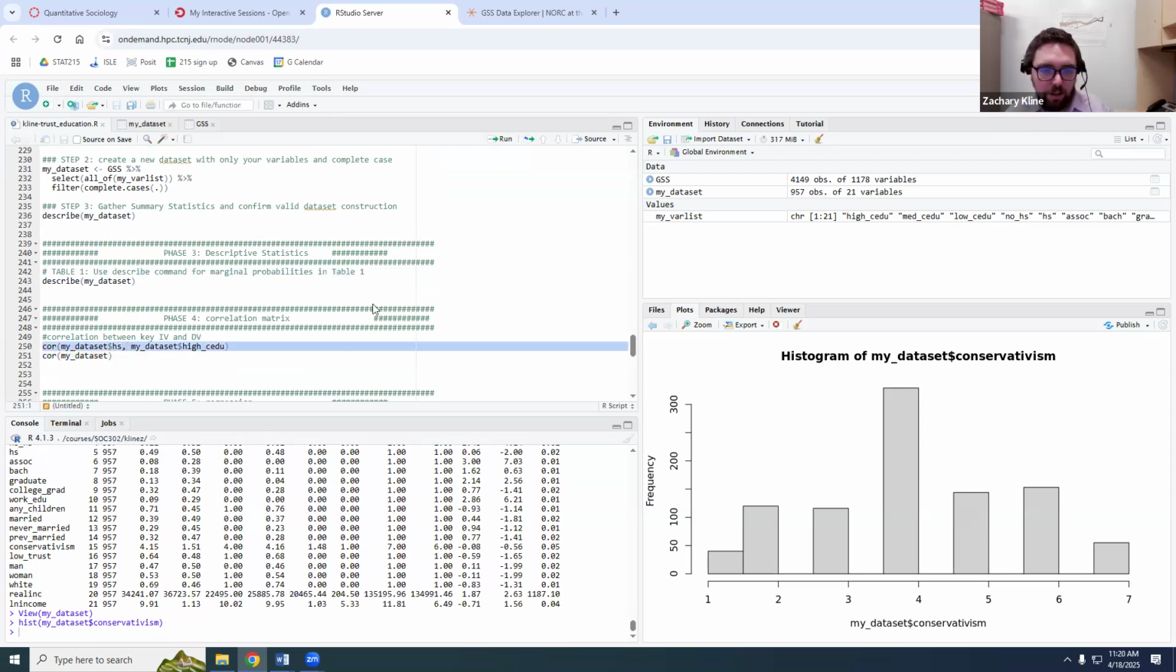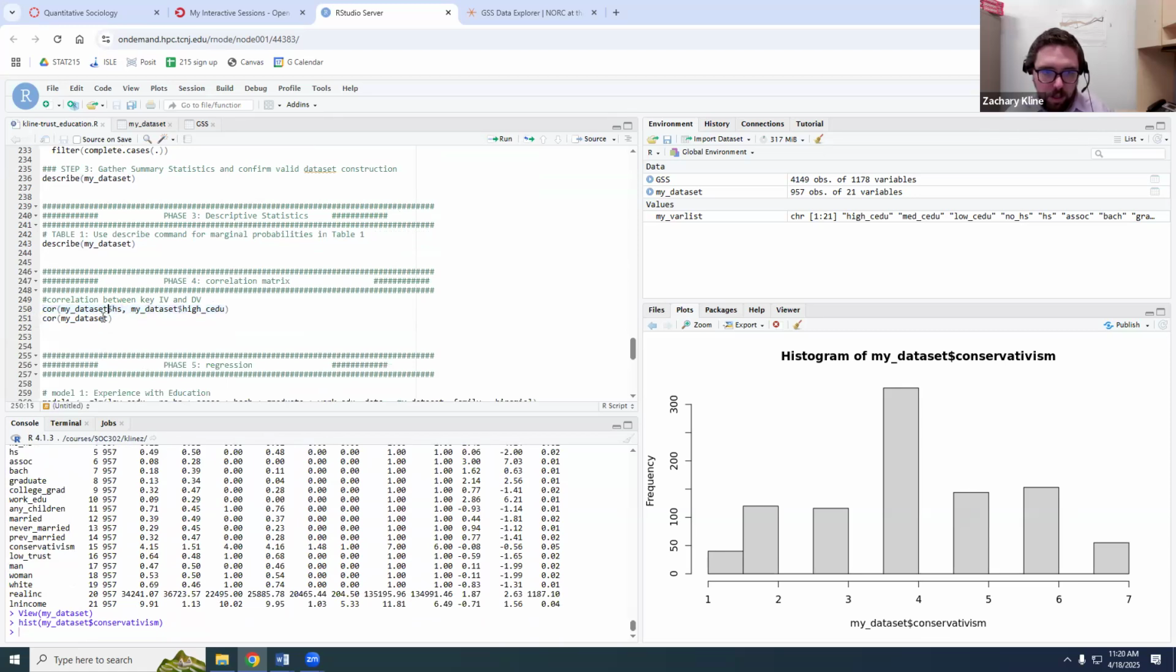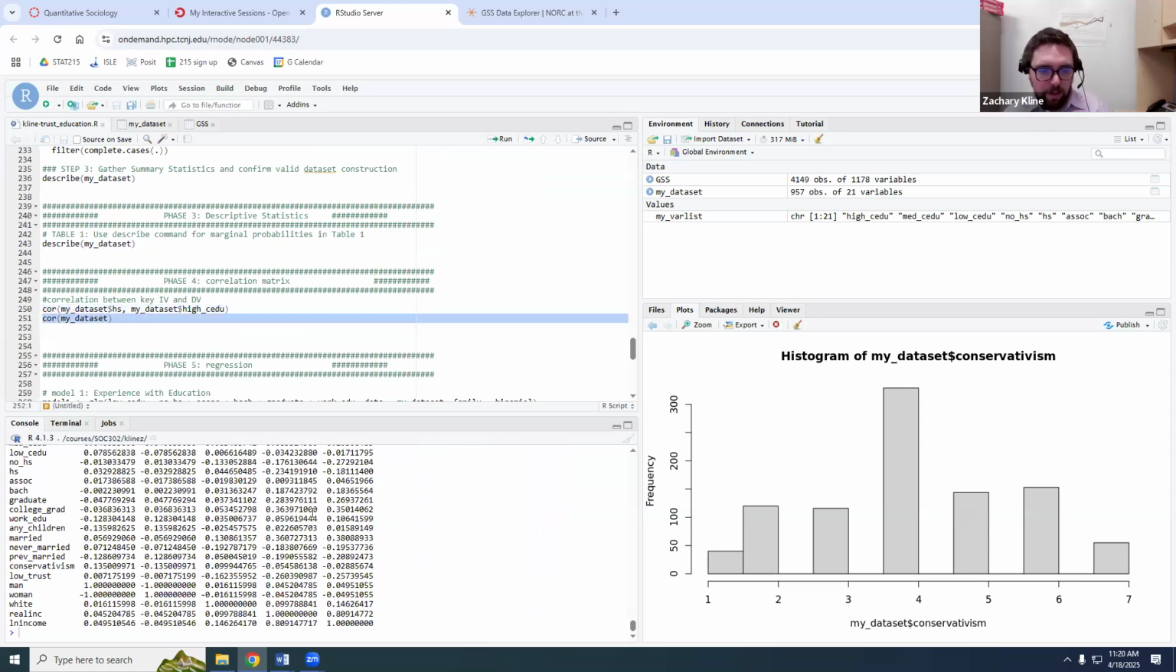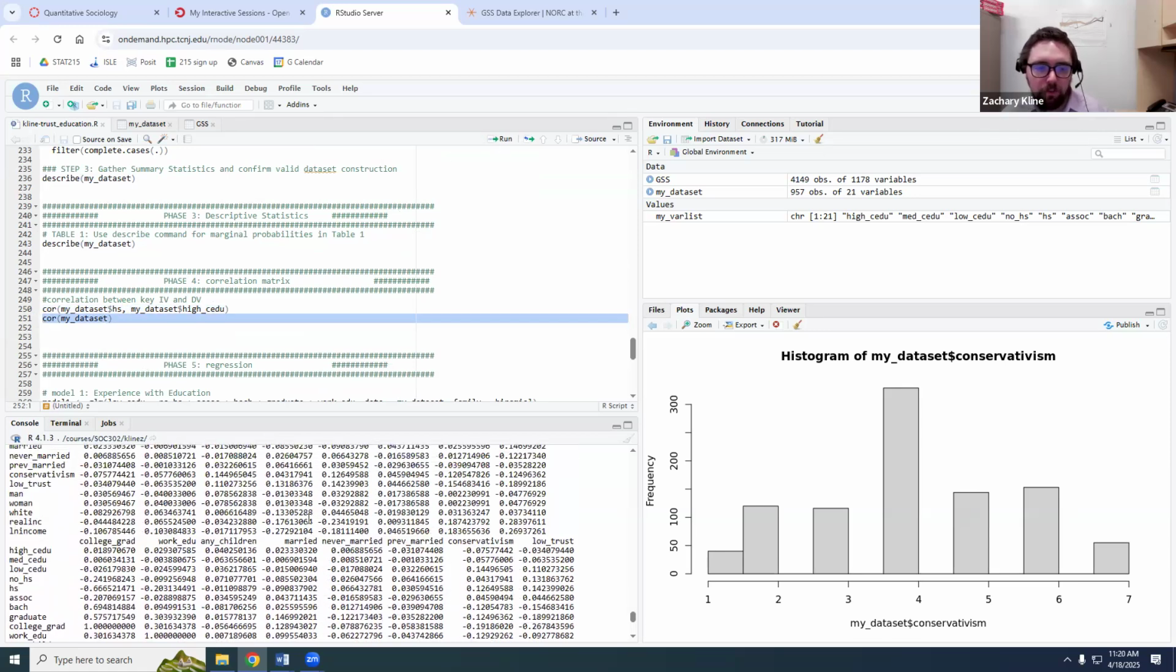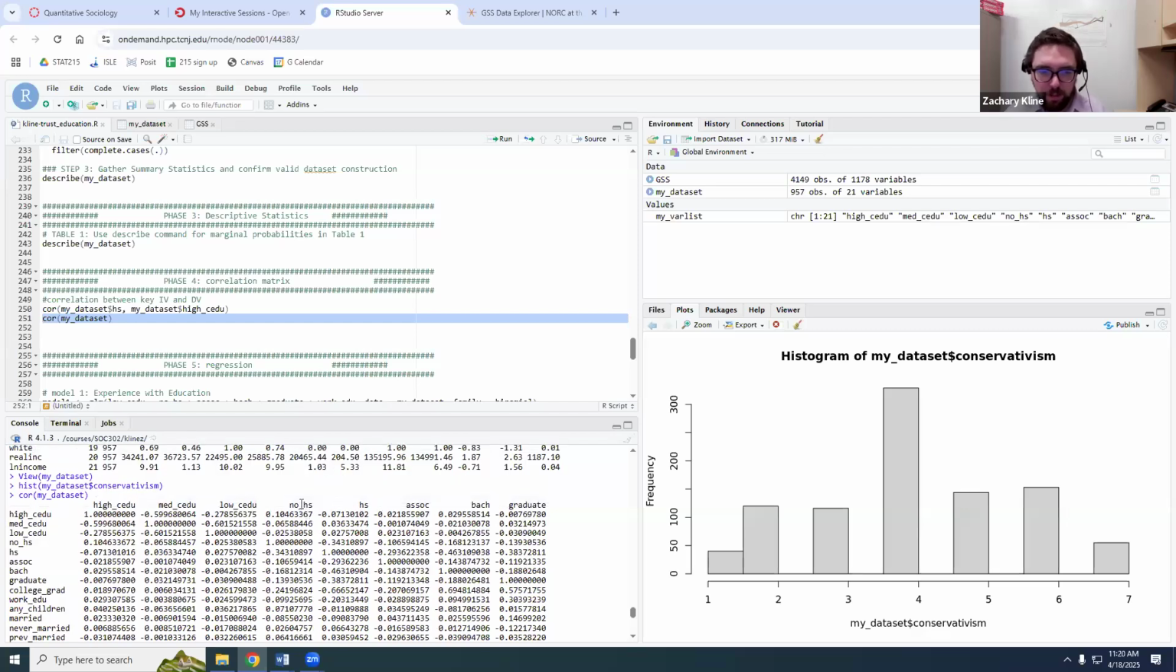Next, we have our correlation matrix. I'm going to just run the full one here. But the big thing we're looking for with this correlation matrix, and there's a lot of numbers here, but let's go through. So first, you're going to see it can be broken into roughly 2 mirror sides. This is the correlation between high CEDU and high CEDU. Now, of course, the correlation is 1. Everyone has a value of 1 for high CEDU, also has a value of 1 for high CEDU.